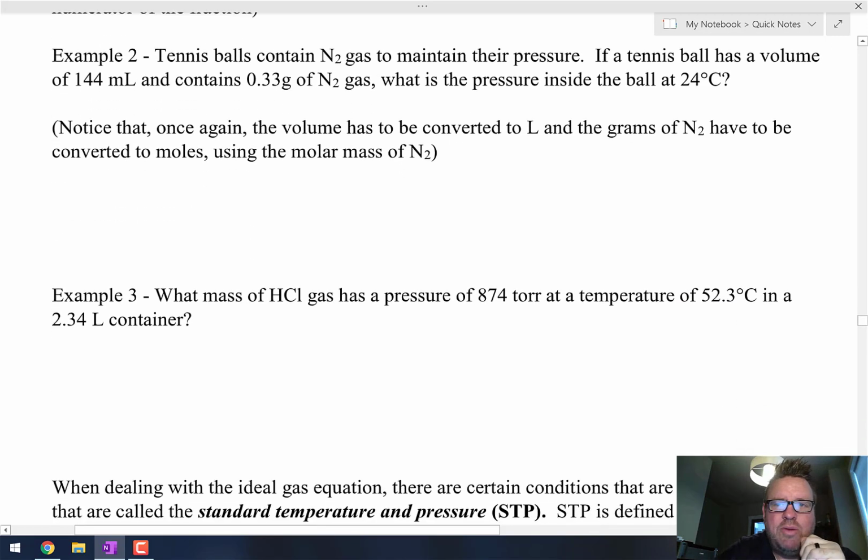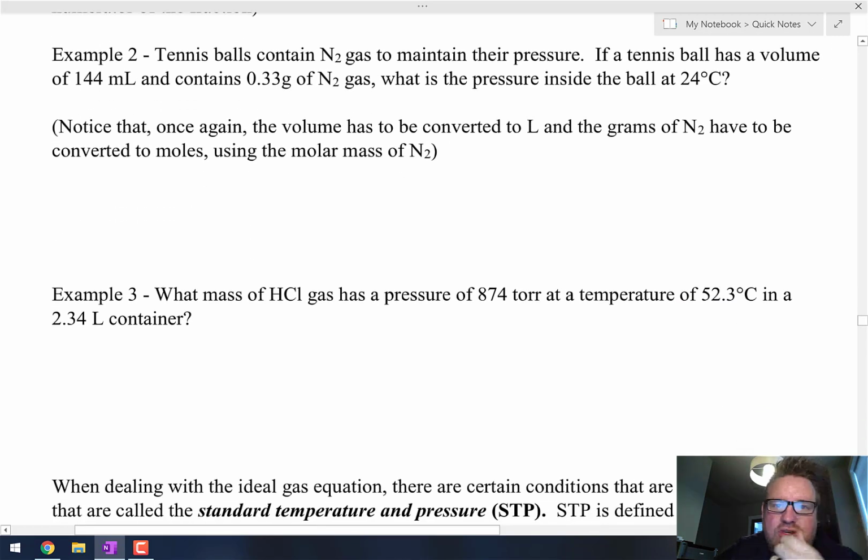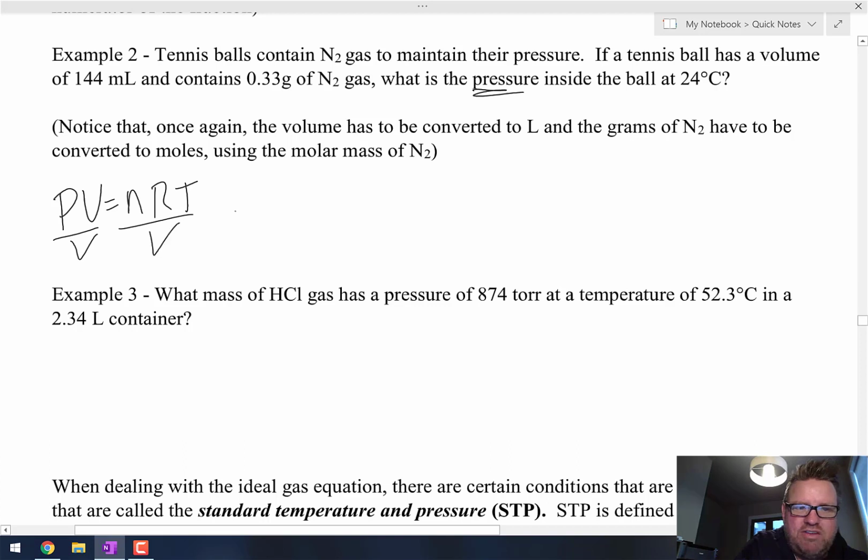Okay, example number 2. Tennis balls contain nitrogen gas to maintain their pressure. If a tennis ball has a volume of 144 milliliters and contains 0.33 grams of nitrogen gas, what is the pressure? So again, start with PV equals nRT right away. And they're asking you for what is the pressure. So to get P by itself, I've got to divide by V. So P equals nRT over V.